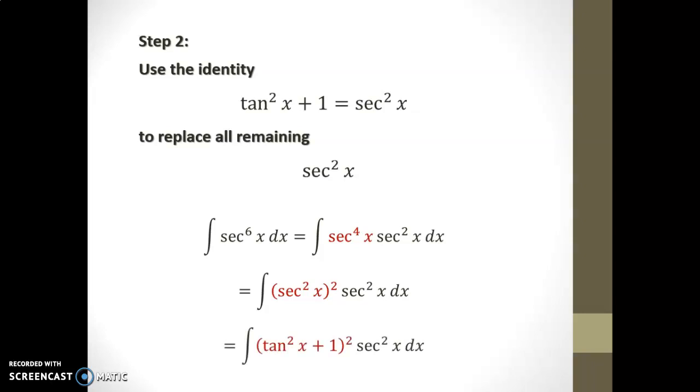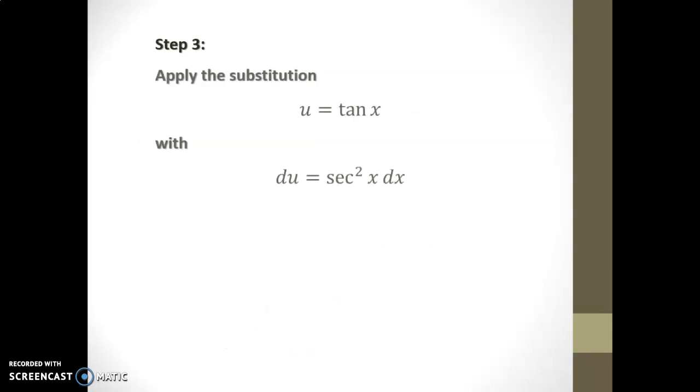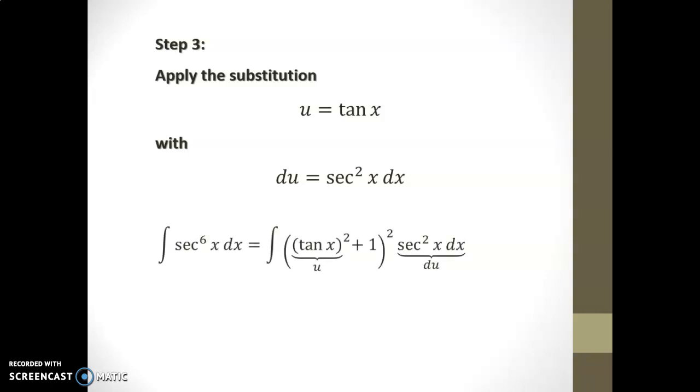Now remember that the derivative of tan of x is secant square x. And therefore, in step 3, we will apply the substitution u equals tan of x, which fits perfectly with a du of secant square x dx. Therefore, by the time our substitution is completed, we only have powers of u left.